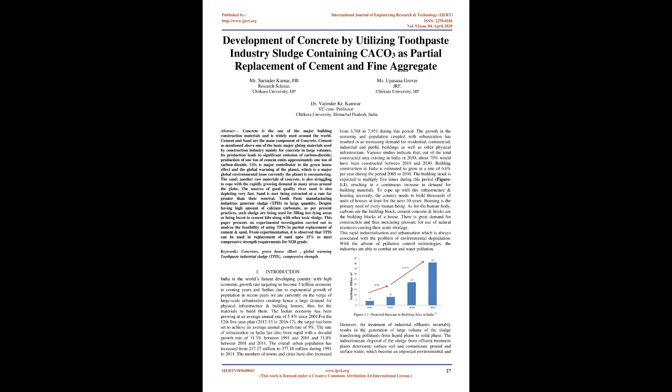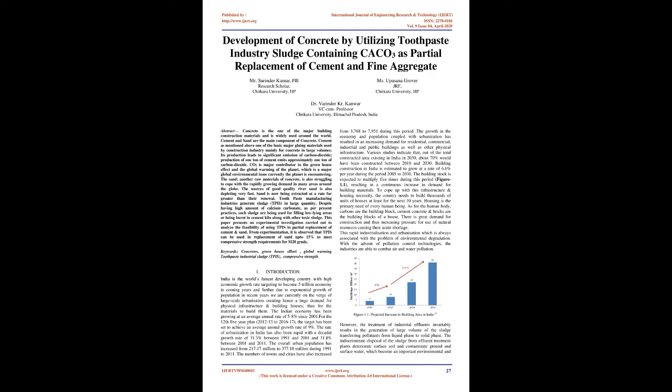CO2 is a major contributor to the greenhouse effect and the global warming of the planet, which is a major global environmental issue the planet is currently encountering. The sand, another raw material of concrete, is also struggling to cope with the rapidly growing demand in many areas around the globe. The sources of good quality river sand are also depleting very fast. Sand is now being extracted at a rate far greater than its renewal.